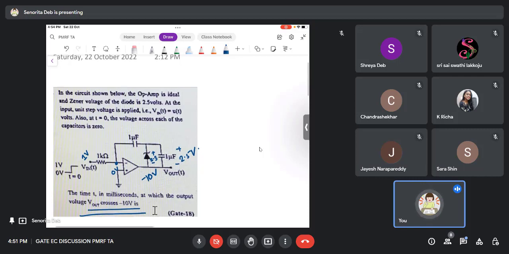So what is the current from here? It is 1 milliampere, right? 1 minus 0 by 1 kilo, 1 milliampere. Now nothing goes inside the op-amp. So this 1 milliampere travels from here, basically coming from here, like this, 1 milliampere. So the current across this is 1 milliampere.